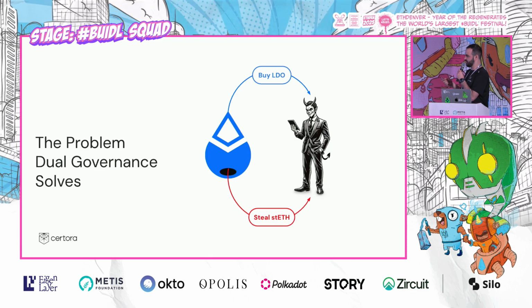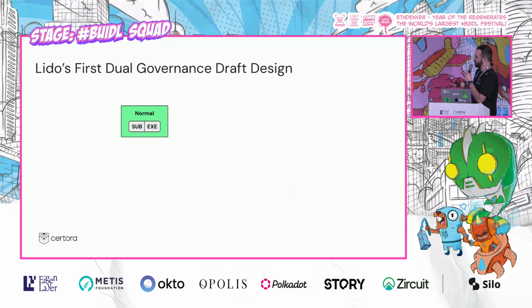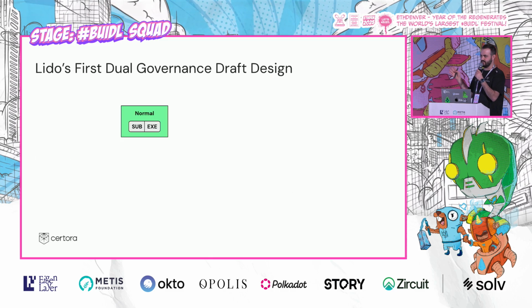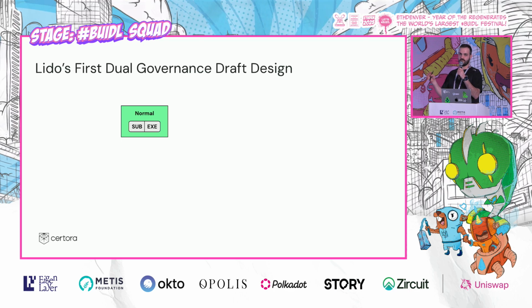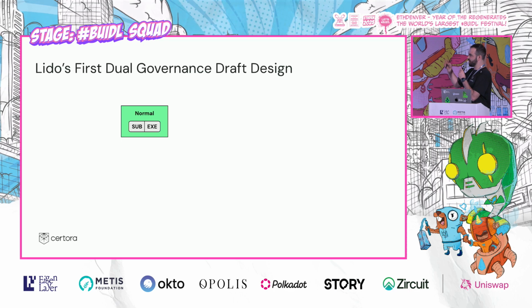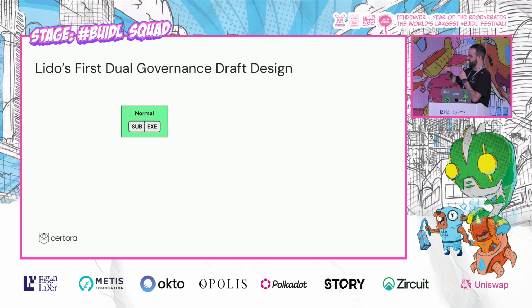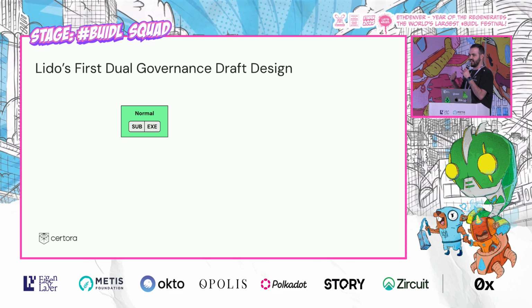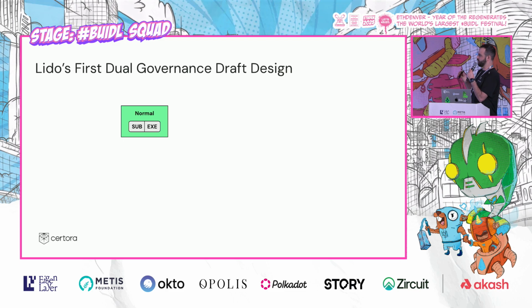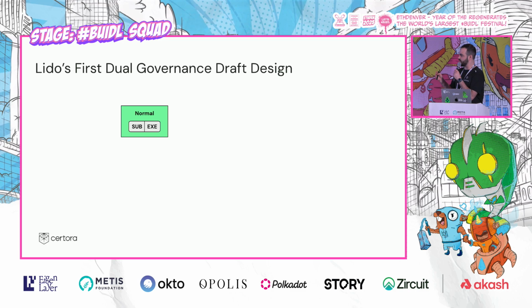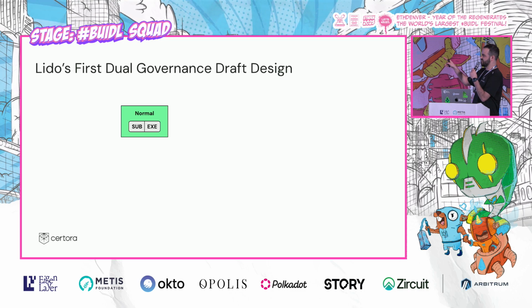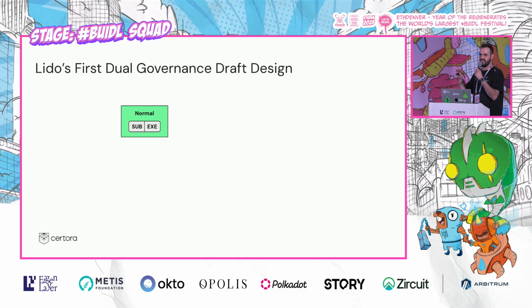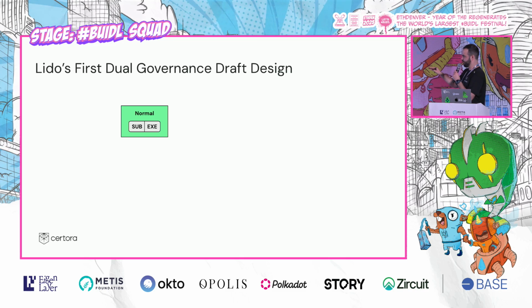So let's see how Lido's initial design looked. First, we have the DAO. The DAO just votes like any other DAO on a proposal. Once the proposal has passed, we submit it. You see the submit and execute there. We submit it to the dual governance mechanism, which means that now the time lock of 3 days starts. After the 3 days end, we can execute the proposal. This is the state in 99% of the cases. This is the regular state, like any other DAO.